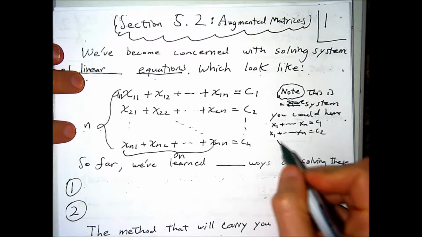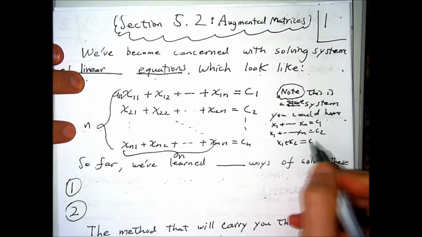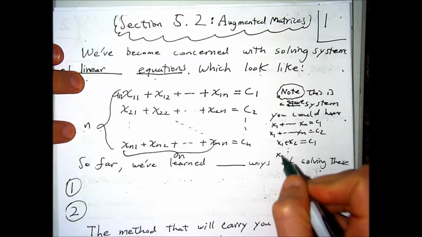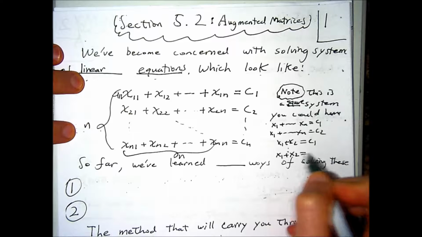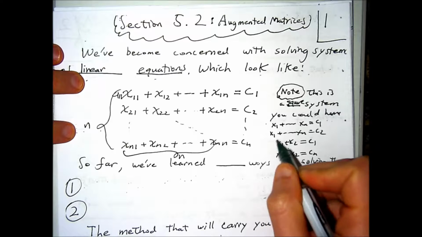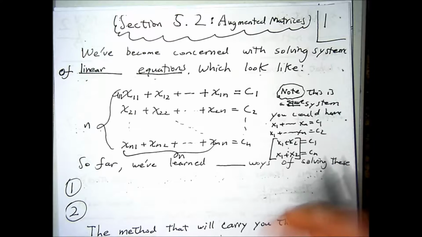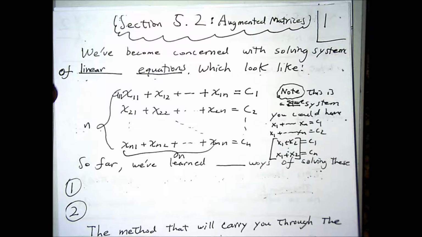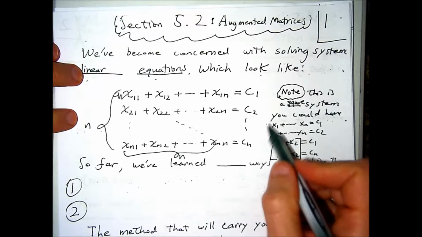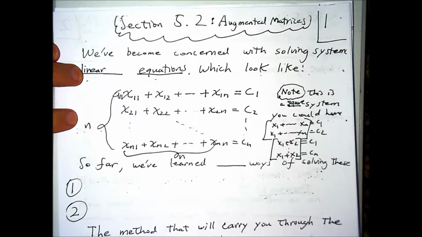Or you could have x1 plus x2 equals c1, all the way down to x1 plus x2 equals cn, and you could have a very skinny system. So there's a very long, skinny system here, even though it doesn't look visually like that. The dots mean that there's a lot of rows there. So you could have this, or you could have that.